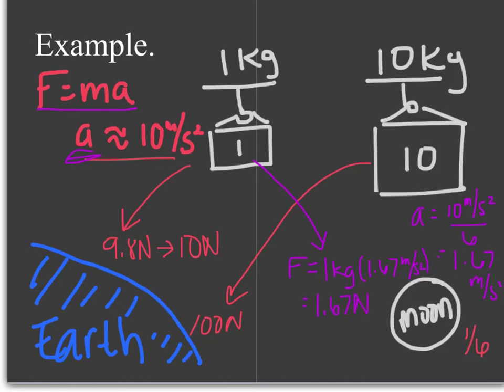We can do the same thing now with our 10 kilogram mass. If we use 10 instead of 1 kilogram, then we'll end up with 16.7 newtons, which is not anywhere near the 100 newtons that it weighs on Earth. So weight depends on the force of gravity. Mass does not. That is their essential difference.